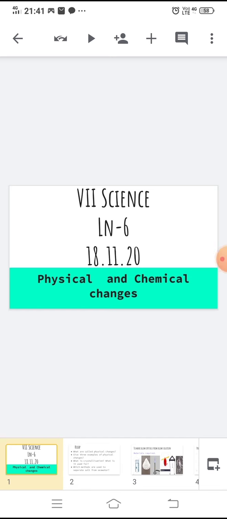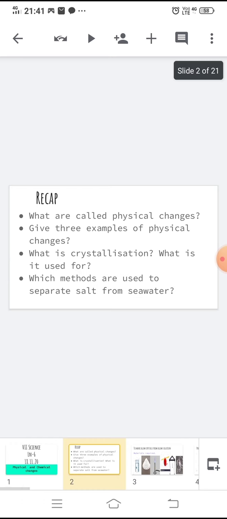In the previous class, you have learnt about the physical changes and also the characteristics of physical changes. Let us have a small recap. What are called physical changes? Changes that affect only the physical properties of a substance and where no new substances are formed are called physical changes. Give 3 examples of physical changes. Melting of butter, tearing of paper and breaking of glass.